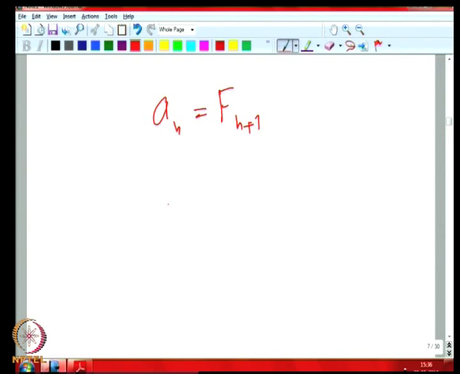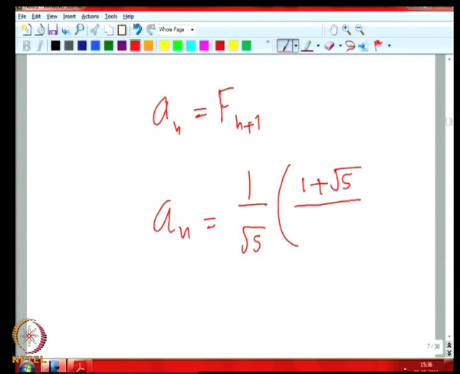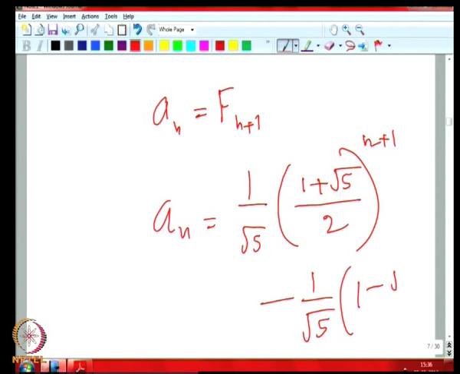So now we can substitute the formula: a_n equals 1 by square root of 5 into (1 plus square root of 5 by 2) raised to n plus 1 minus 1 by square root of 5 into (1 minus square root of 5 by 2) whole power n plus 1, and this is true. This is because the Fibonacci formula was true for all n greater than or equal to 0, so this will work.